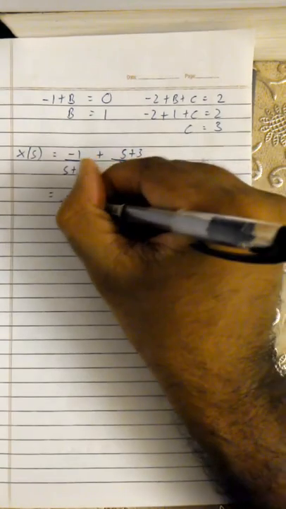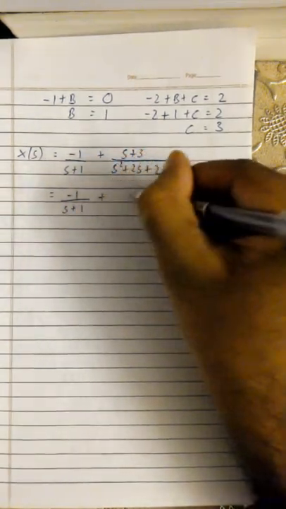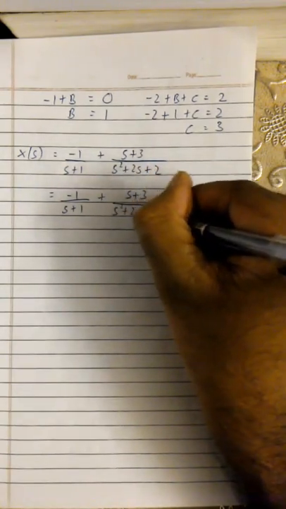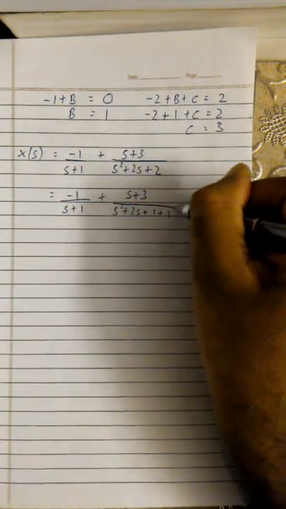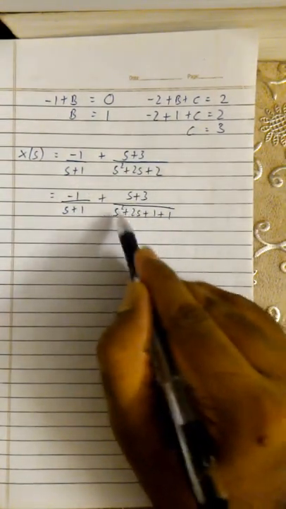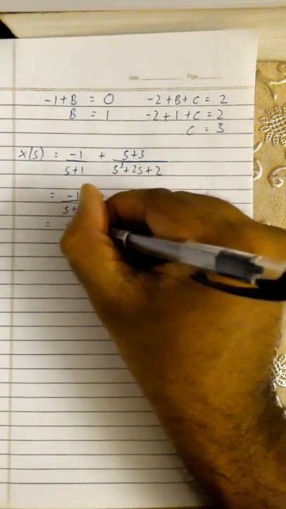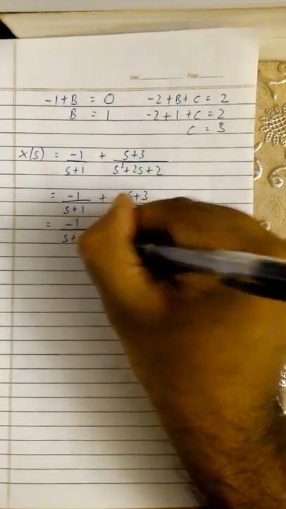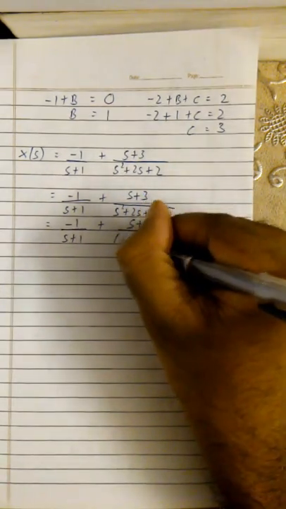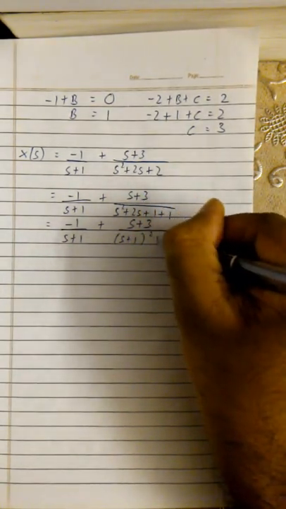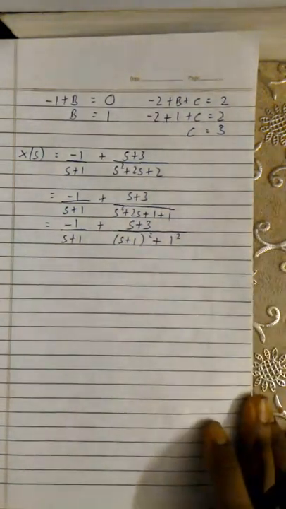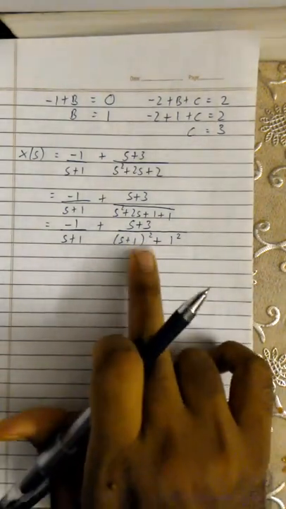Here it will be minus 1 by s plus 1 plus s plus 3 by, this can be written as s square plus 2s plus 1 plus 1. That's how it looks, right? Because s square plus 2s plus 1 is s plus 1 the whole square. In other words, I can write this as minus 1 by s plus 1 plus s plus 3 by s plus 1 the whole square plus 1 the whole square. Alright, so I have now written this in this format.